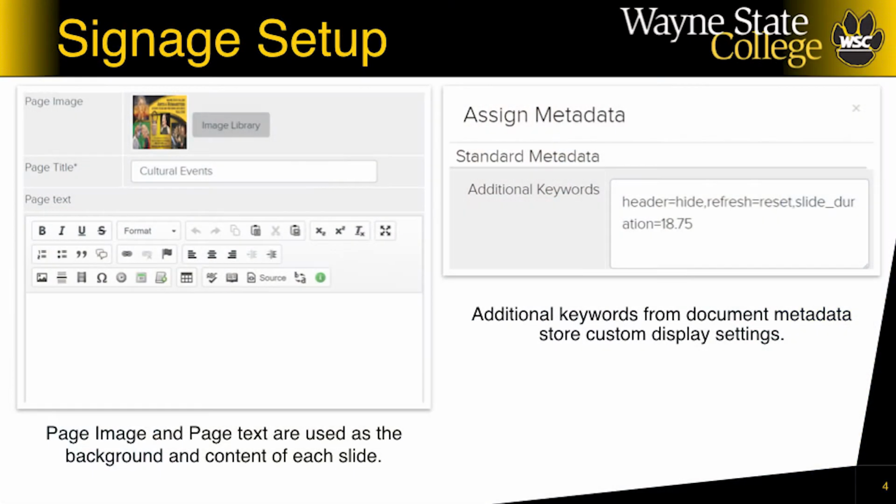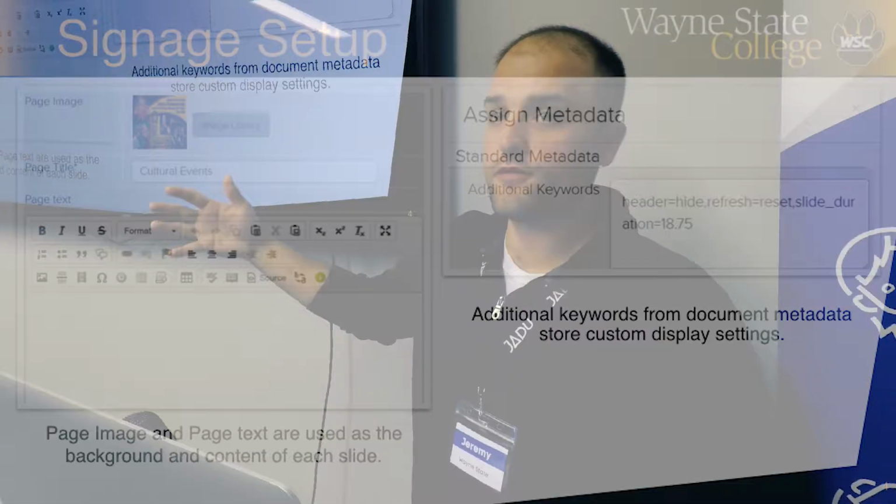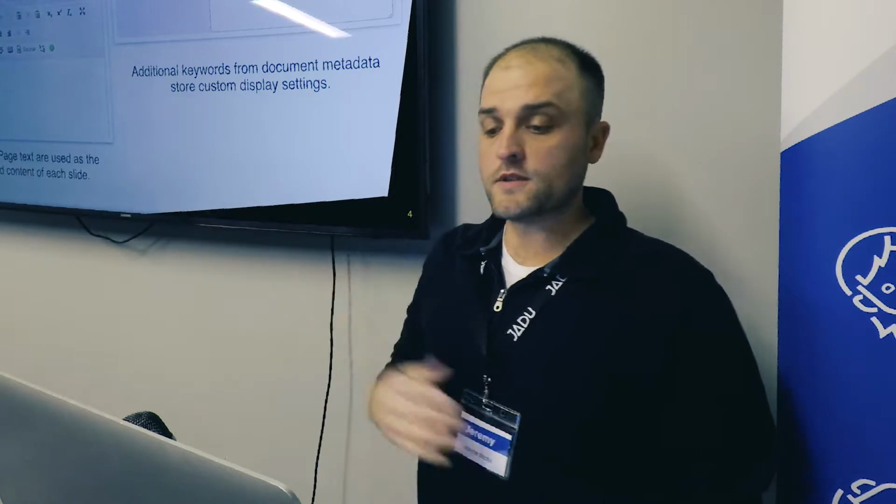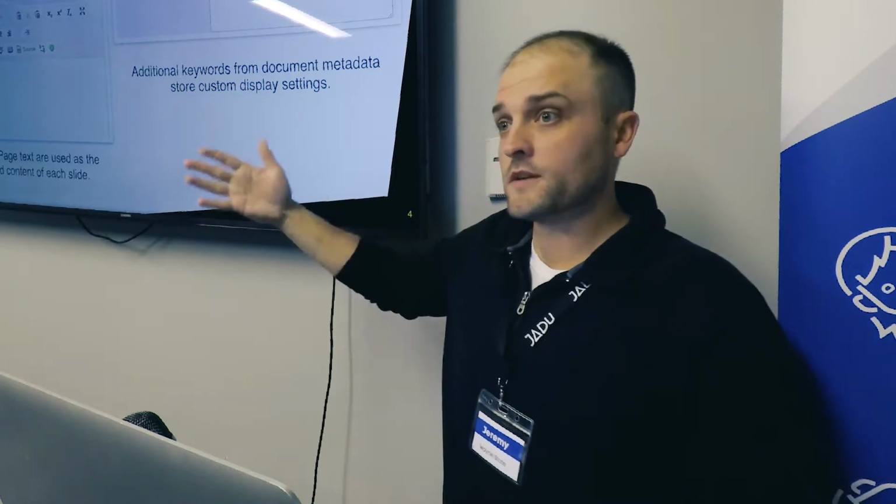In addition to that, we leverage the additional keywords field in the metadata of the document to add things like change the refresh rate on the slide so that this slide lasts 30 seconds instead of 10, hide the header, other different custom settings we set. So this gave us that custom look and feel flexibility we had before. So we've really now hit all our bells and whistles. All of our publishing is taken care of. This is a good thing.